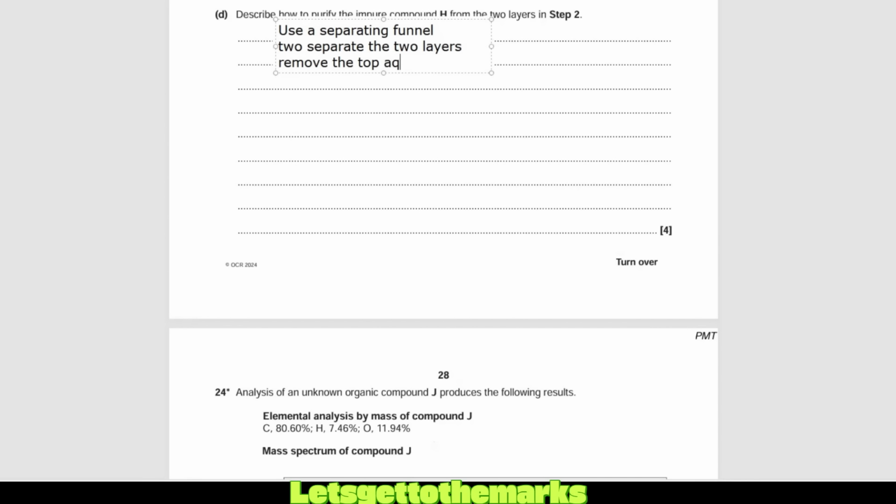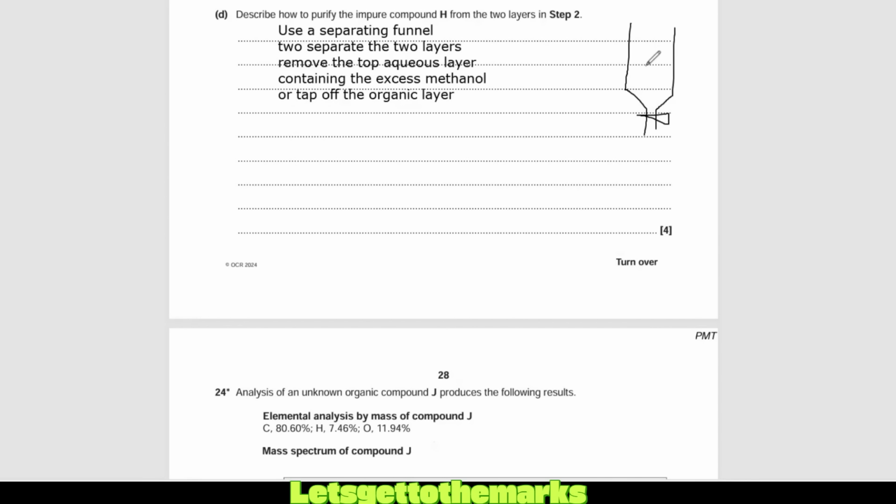Of course, if you're confused because both layers are colorless and they look very similar, and you're trying to work out which layer is which, you can add a little bit of water, and the layer that increases in size will be the aqueous layer, because water is going to add to the aqueous layer. So if you're unsure which layer is which, add a couple of centimeters cubed of water and that layer will increase in size.